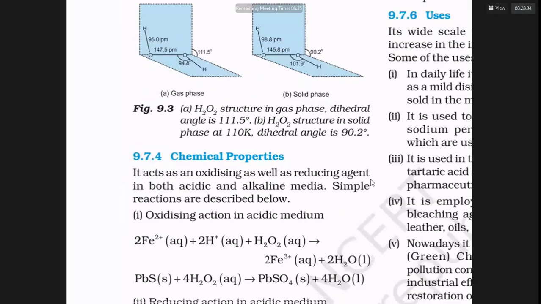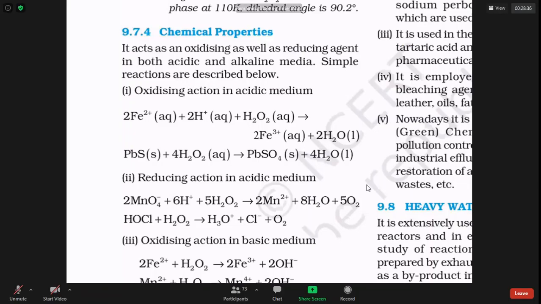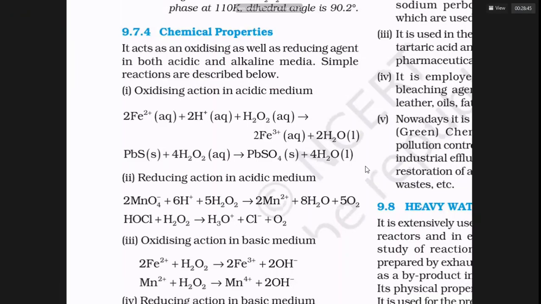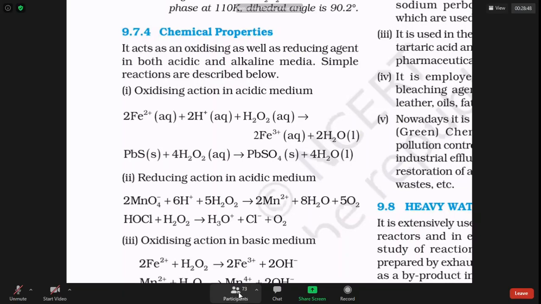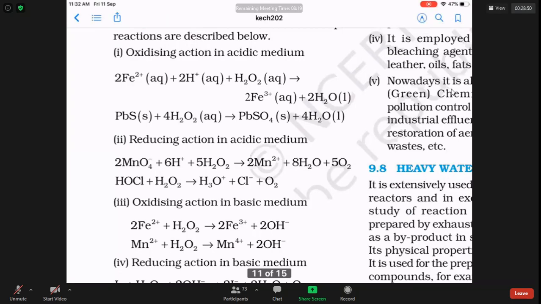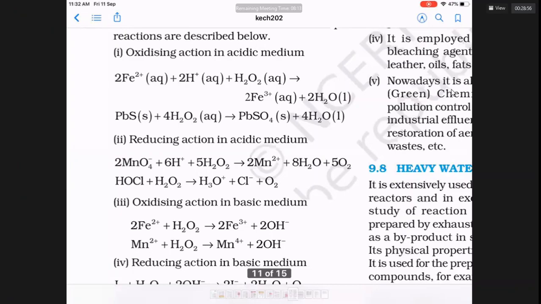Oxidizing action in acidic medium. In acidic medium, when H2O2 is taking away electrons, it is taking away an electron from ferrous so that it becomes ferric. Notice, PbS, lead sulfide, when it reacts with H2O2, becomes white PbSO4. When the painting becomes old and black due to PbS formation, if you wash the old painting with H2O2, again you get that beautiful white color. PbSO4 forms. Now, the first two are the oxidizing properties of H2O2, where H2O2 is gaining electrons in acidic medium.